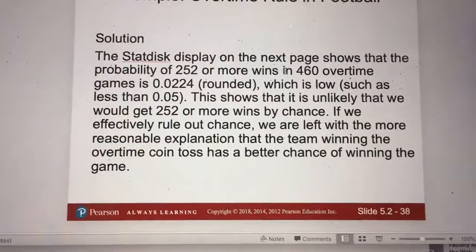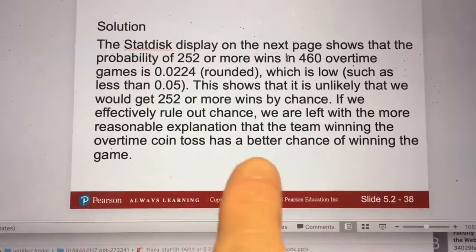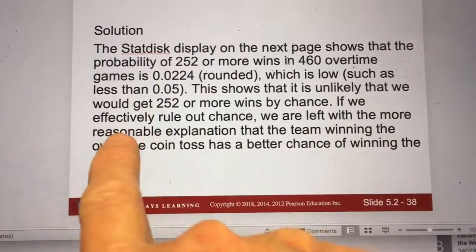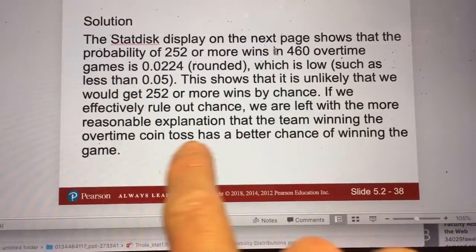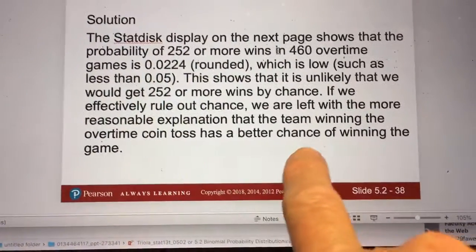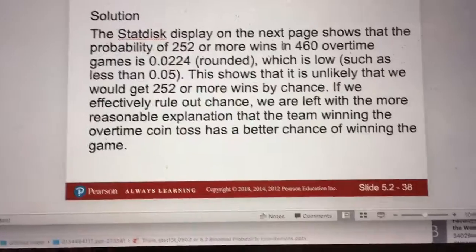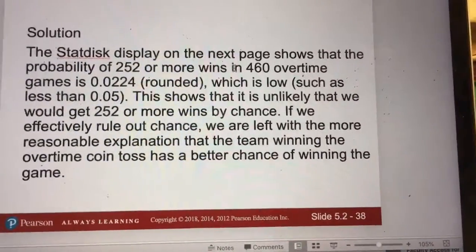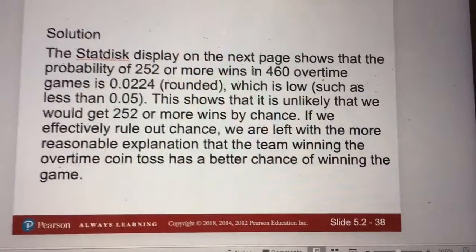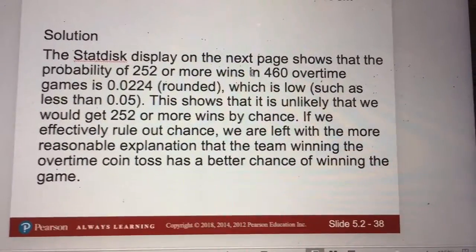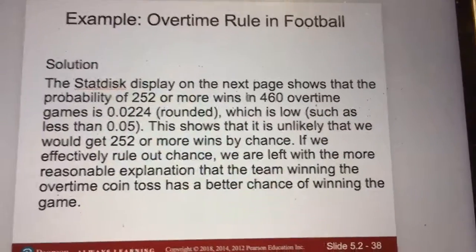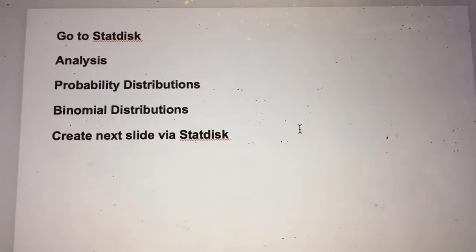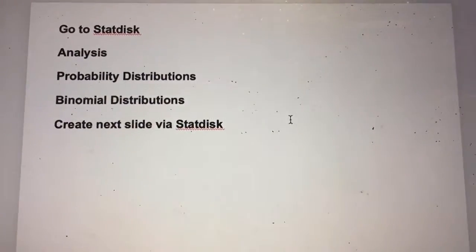And if you look at the very first part of this chapter, it's saying we are left with the more reasonable explanation that the team winning the overtime coin toss has a better chance of winning the game. So basically, if you go read that little chapter problem at the beginning of chapter 5, you'll understand what that means there. But we've basically done everything we need to do with that, so I'm not going to belabor that little example any further.